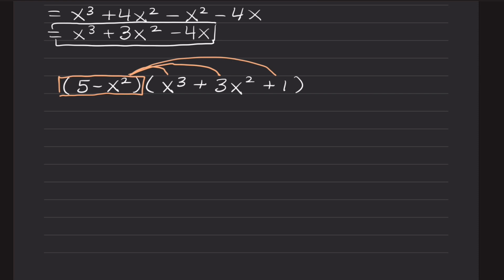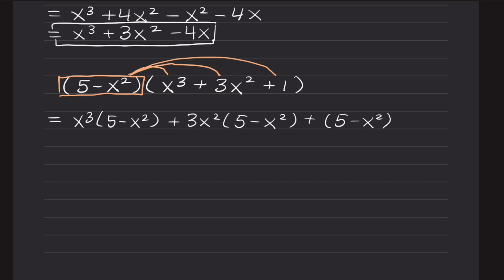So if I had 4 terms, I would do 4 multiplications. And I'm going to write out what I get. I have x cubed times 5 minus x squared, plus 3x squared times 5 minus x squared, plus 1 times 5 minus x squared. I'm not going to write the 1. You can if you want to. And then we're going to go through another round of distributing. And this is just distributing a 1.